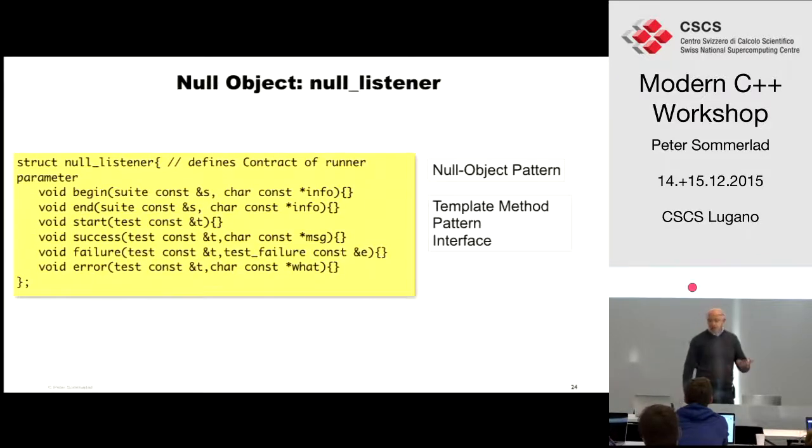The null listener just does nothing, and there are a few more hooks that I didn't show on the previous slide. So we have not only start and success, failure and error, but also begin and end for suite objects.